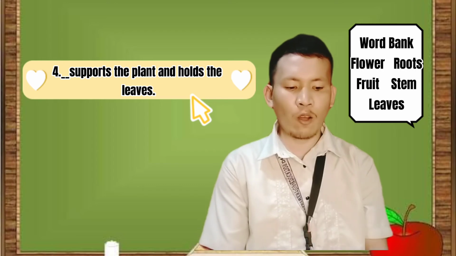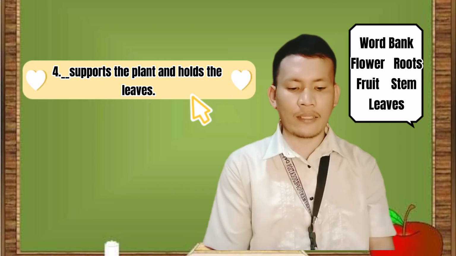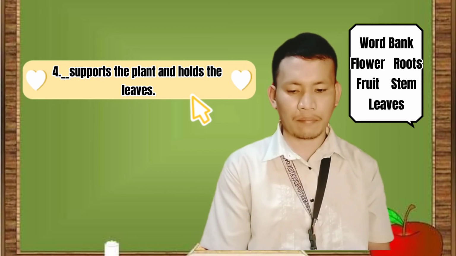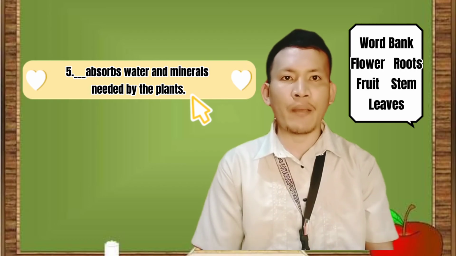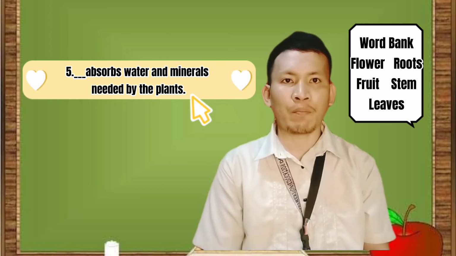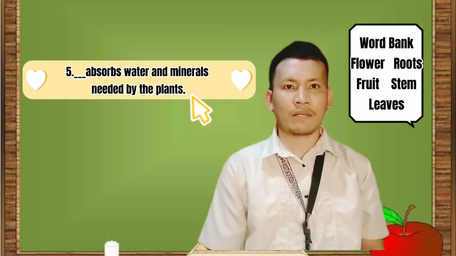Number 4. Blank supports the plant and holds the leaves. Again, blank supports the plant and holds the leaves. And number 5, blank absorbs water and minerals needed by the plant. I'll repeat, blank absorbs water and minerals needed by the plant. Okay? Let us now check your answer. Kids, are you done? Who among you here got a perfect score?